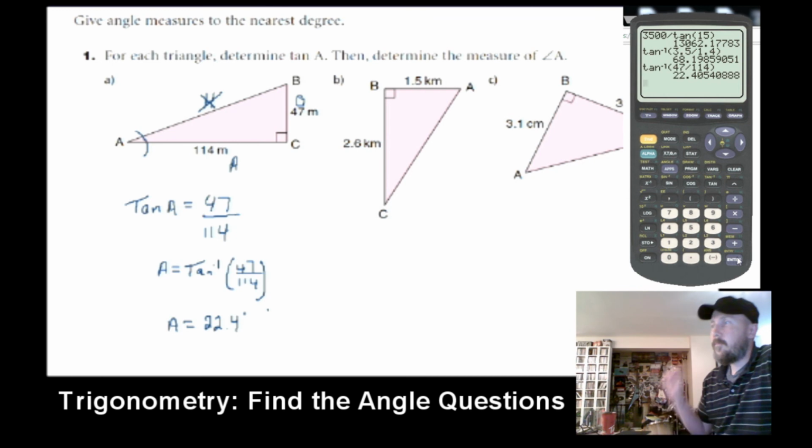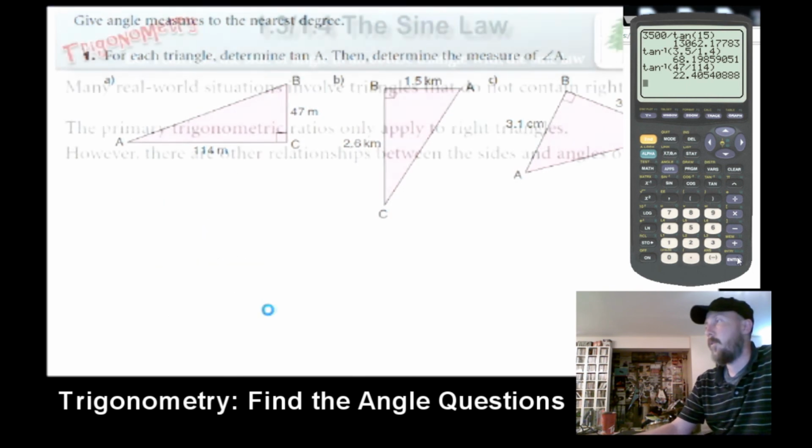Mark it. Choose the correct sine, cos, or tan ratio to use. Then bring tan to the other side. You're doing a second tan on your calculator, or a second sine, or a second cos, depending upon which one it is.